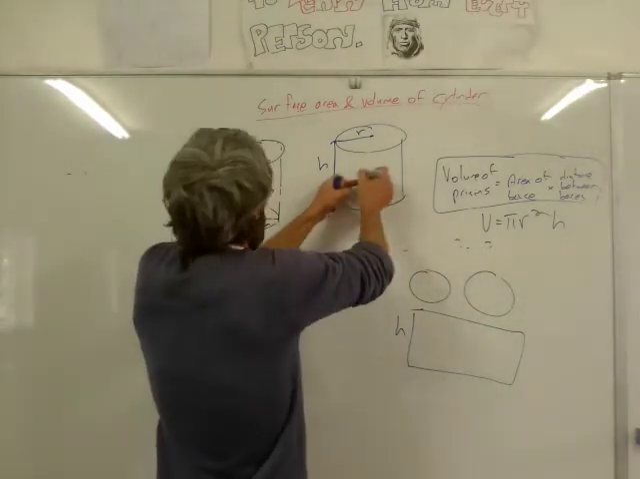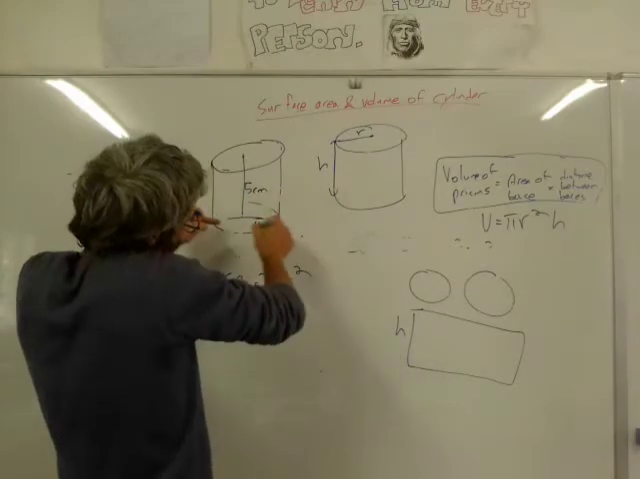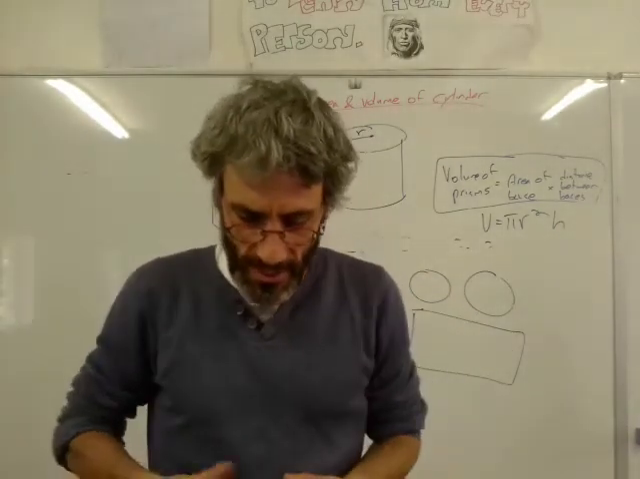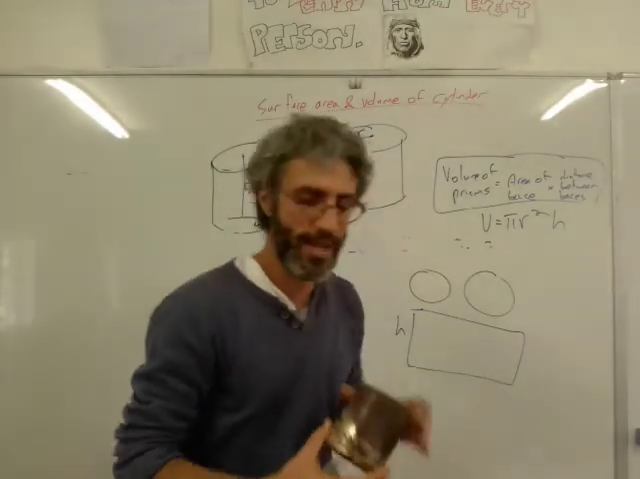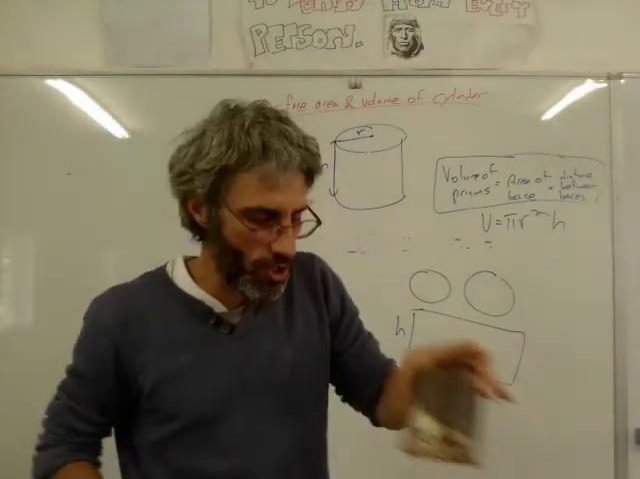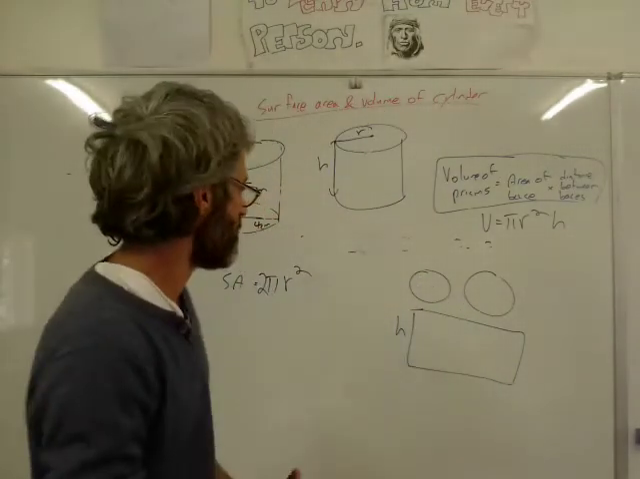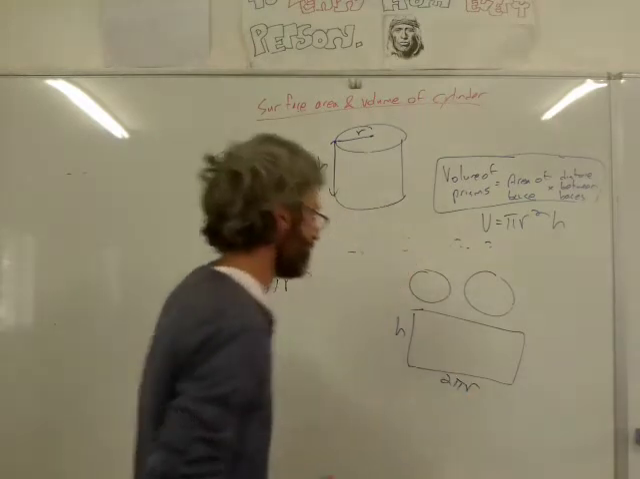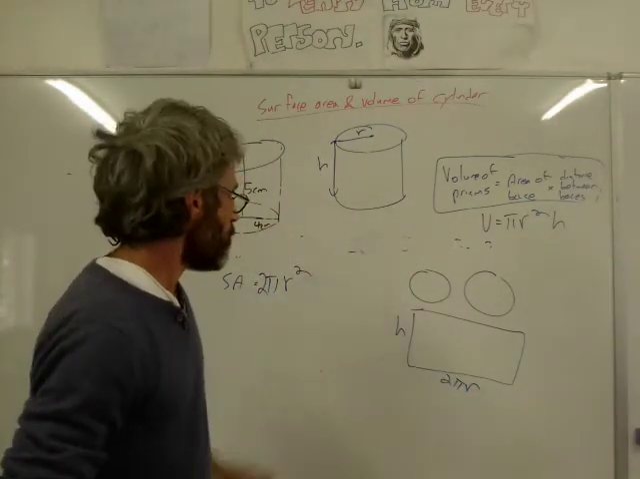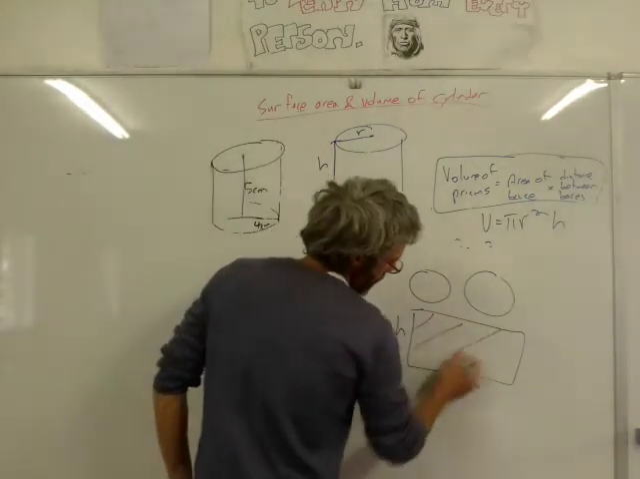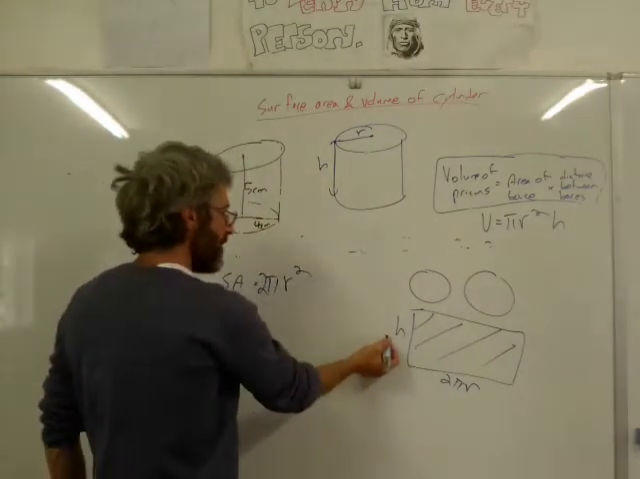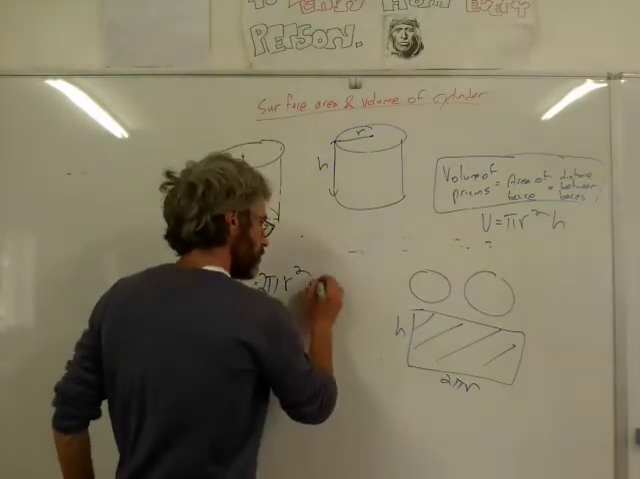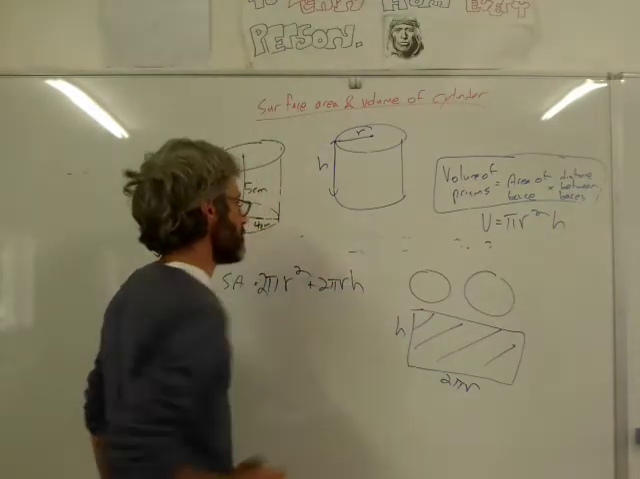Now that length is basically the circumference of the circle, right? If I was to open this, then the length of this rectangle is going to be the circumference of the circle. And we know how to calculate the circumference of the circle if we know the radius. It's going to be 2 pi r. So what will be the area of this rectangle? It's going to be 2 pi r times h. So I need to add to the area of these two circles 2 pi r h.